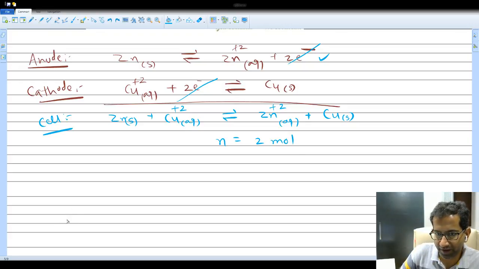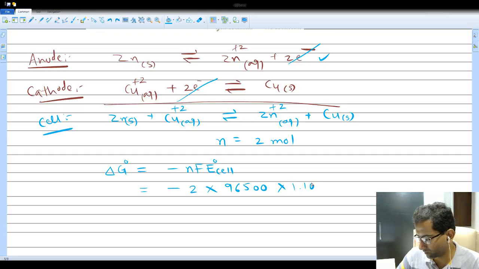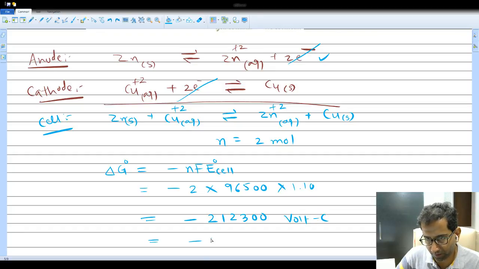Now we'll substitute this value in the formula. n equals 2, F equals 96500, and E0 cell is 1.10. It is minus 212,300 volt coulomb, and we know that volt coulomb is nothing but joule.